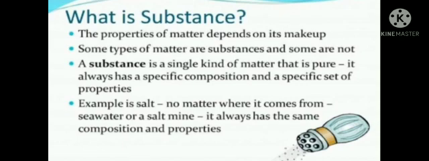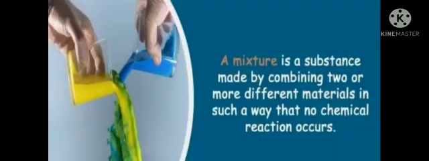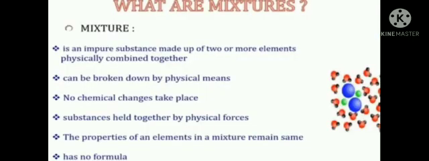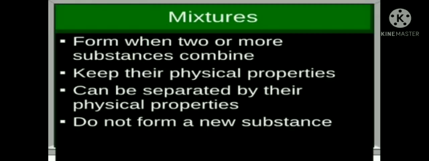Now, let us see the next one. A mixture is a substance made by combining two or more different materials in such a way that no chemical reaction occurs. It can be colors, it can be liquids. What are mixtures? Let us see. It is an impure substance made up of two or more elements physically combined together. It can be broken down by physical means. No chemical changes take place. Substances are held together by physical forces. It has no formula. The properties of an element in a mixture remain the same.